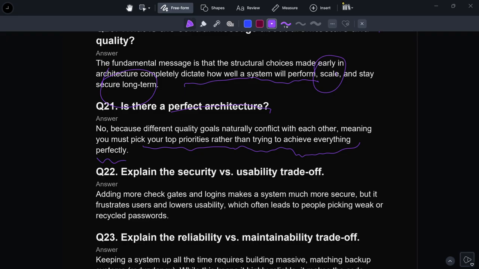Architecture is a game of compromise because different quality goals naturally conflict with one another. A system cannot be infinitely secure, blindly fast, completely fixable, and incredibly cheap all at once. You must explicitly prioritize what matters to your business the most.